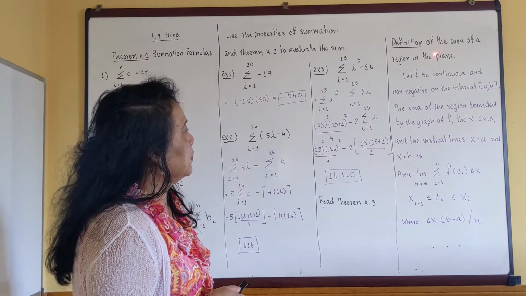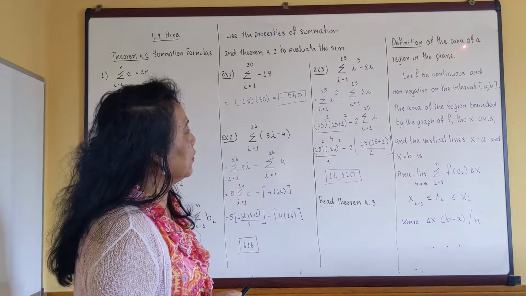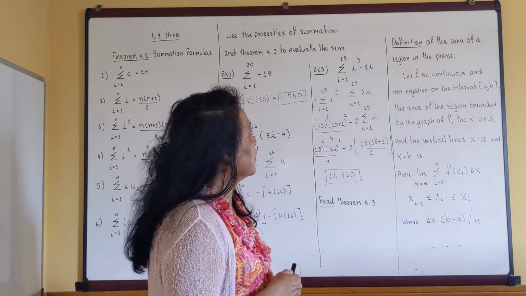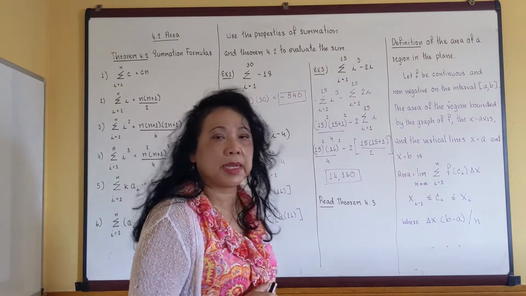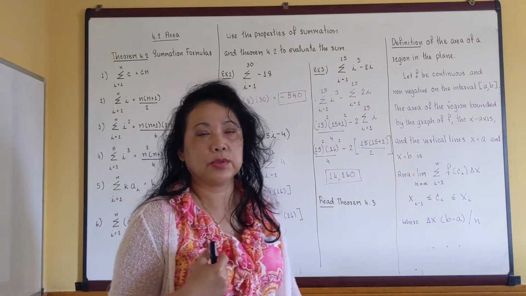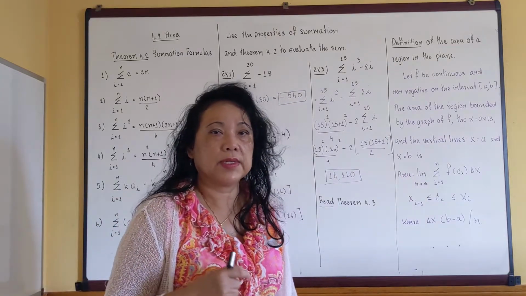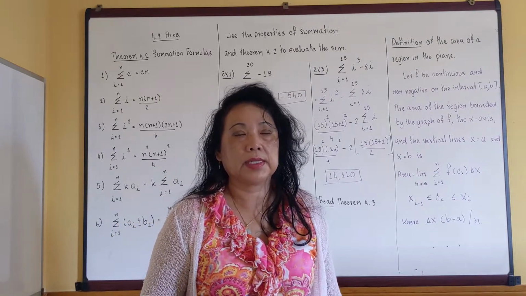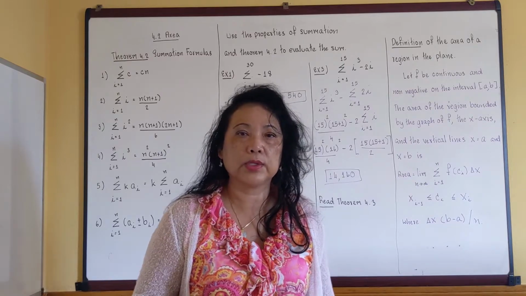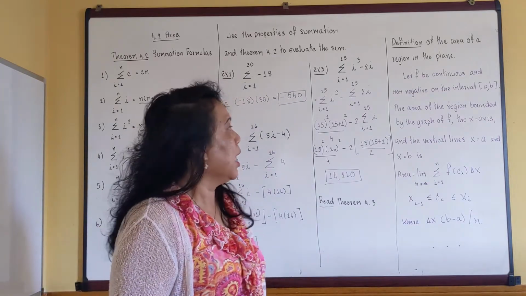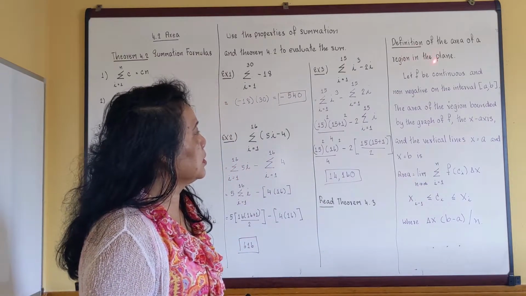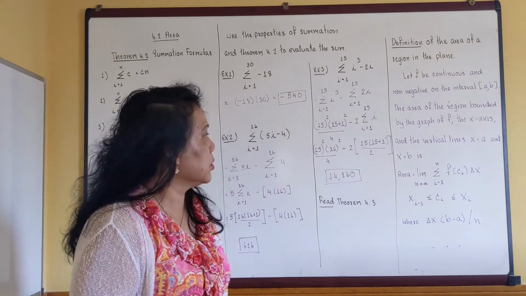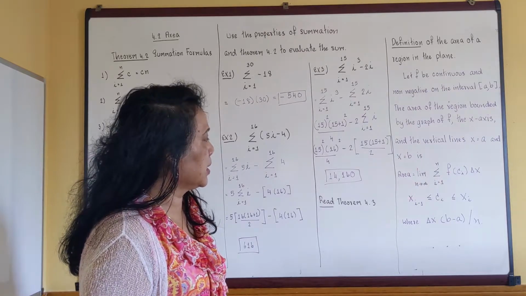The next definition is the definition of the area of a region in the plane. If you have to find the area of a region in the plane, if it's a circle, you would use pi r squared. If it's a rectangle, you would use length times width. If it's a triangle, you would use one half base times height. However, sometimes the region might not be a perfect shape that you have a formula for, so you need to apply this limit.